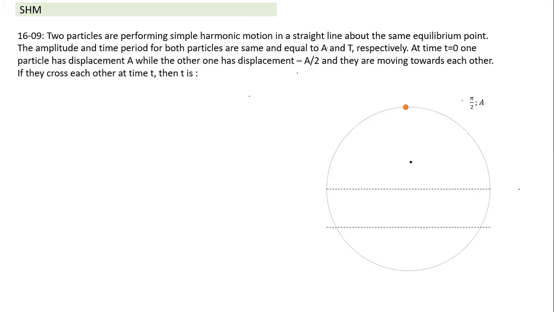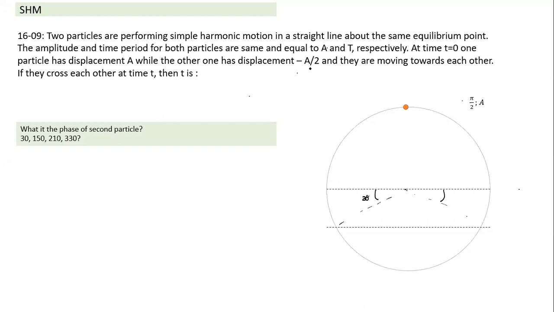If I look at the phase angle, this is 90 degrees. If I take this particular point here, if it is A by 2, this angle is 30. This phase will be 150, whereas if I take this phase here, it will be equal to 330. So out of these two, which one suits this condition? How do you find the phase of the second particle?